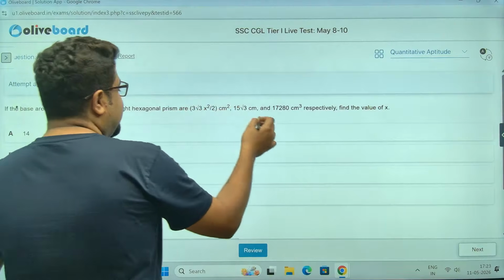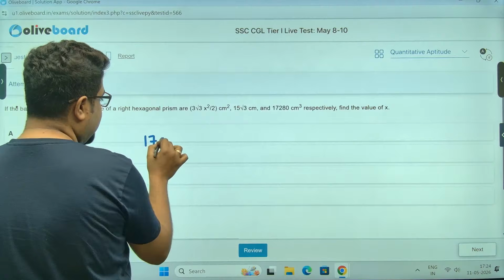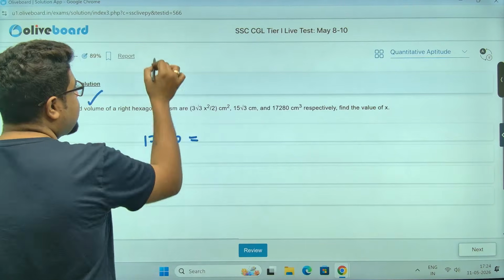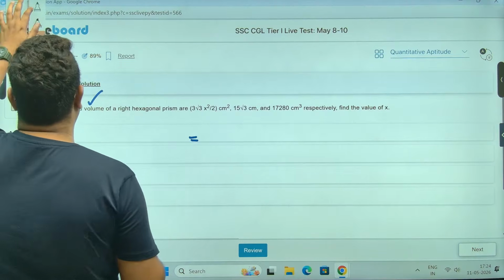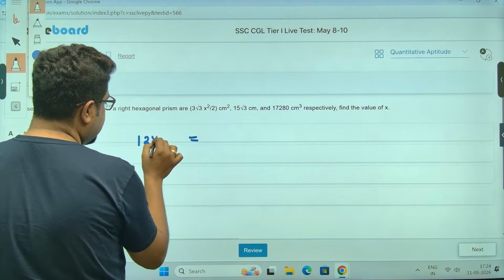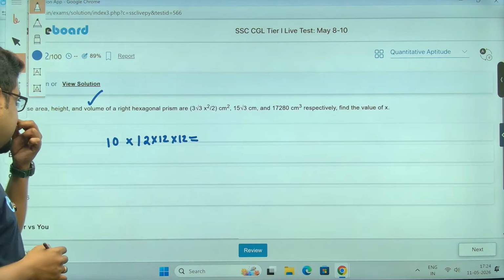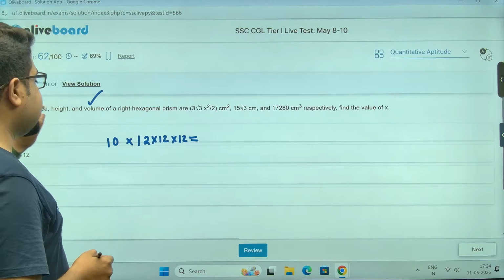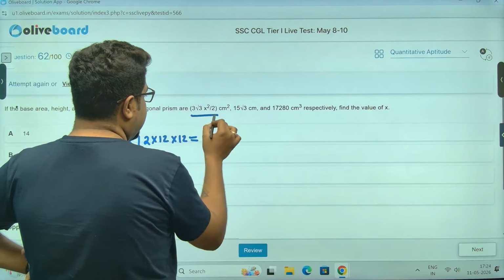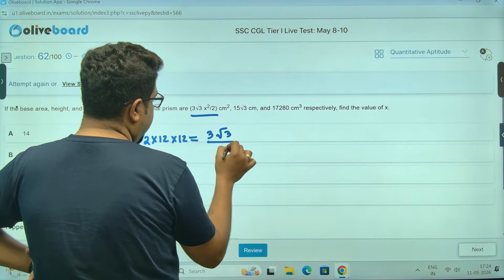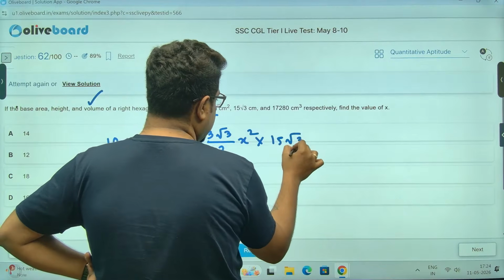Sir, the volume of the prism is given as 1728, which is 12 cube, remember. So it will be better if we directly write it accordingly, so the calculation will be a little easy to do. 12 into 12 into 12. Volume is equal to area of the base into height. Area of the base is (3 root 3) by 2 into x square. Height is 15 root 3. Correct?